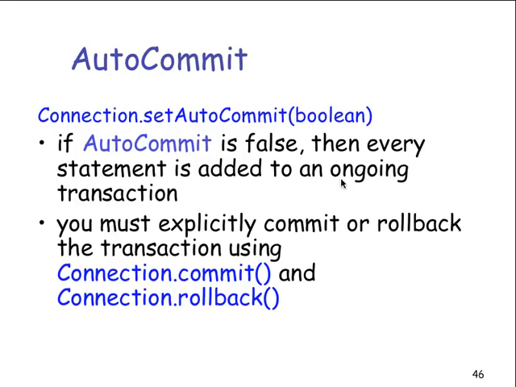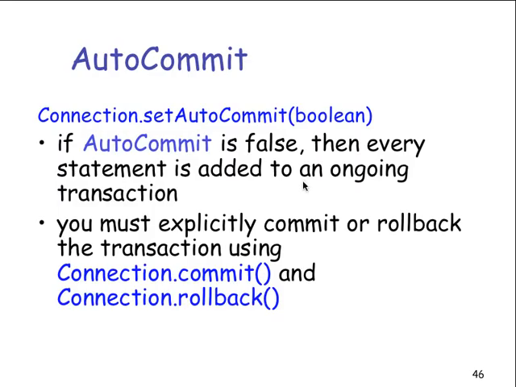There are transaction managers that you can put into the JDBC system, because JDBC can be used along with RMI, along with Java Transaction Authorities, along with other Java components, which also makes it a little bit more flexible that way as well. So here we have this auto commit. On the connection, we can set the auto commit to on or off. If auto commit is false, then every statement is added to an ongoing transaction. And then at the end, we have to commit.